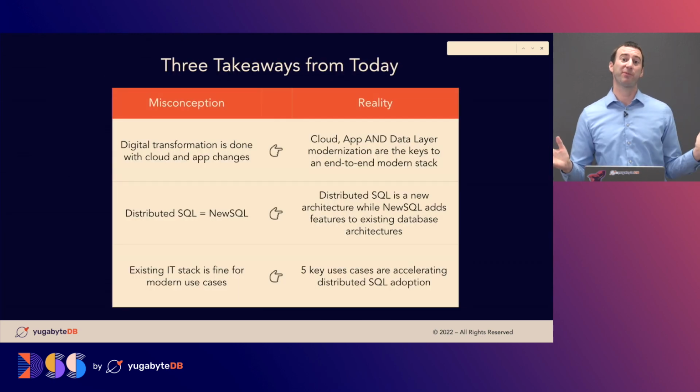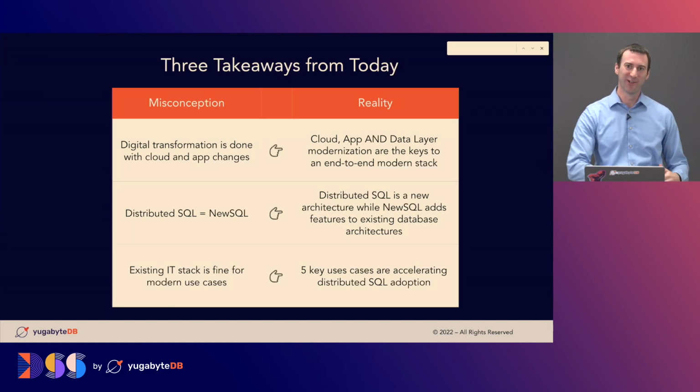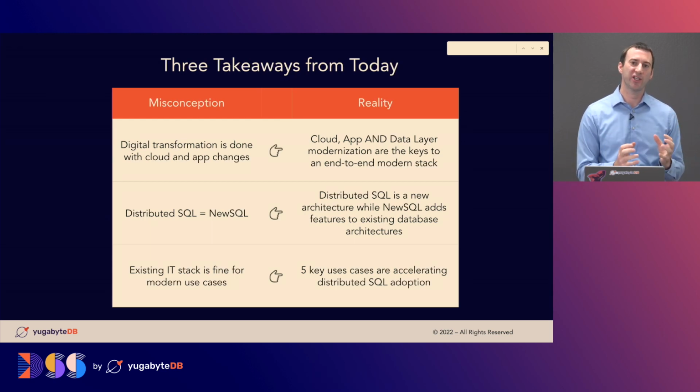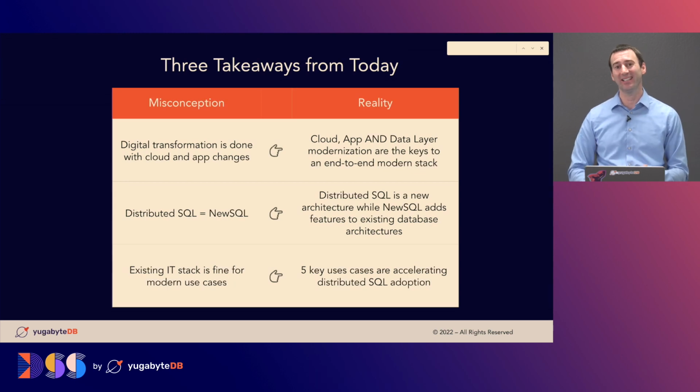Now, I like to start all my presentations by just getting straight to the punchline. So if I lose your attention as we go, at least you have these 3 takeaways to lead with. I frame this conversation around 3 misconceptions. First and foremost is the idea that your digital transformation journey is all about apps and cloud. Once you've mastered that, you're good to go. But the reality is, cloud, applications, and the data layer really form 3 key components. So as you think about digital transformation, you've got to think about all 3, and we'll peel back the importance of that as we go.